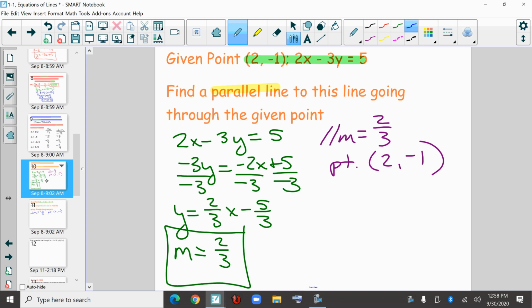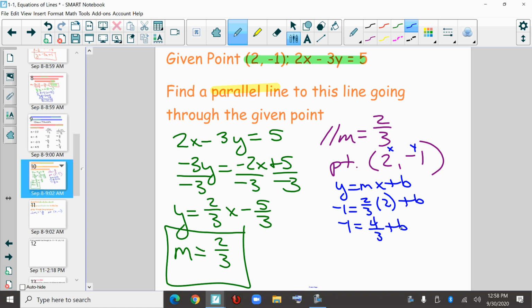So I have y = mx + b. Haven't used that one for a while, so we're going to. This is x, this is y. y is -1, m is going to be 2/3, x is going to be 2, plus b. So -1 is equal to 4/3 + b.